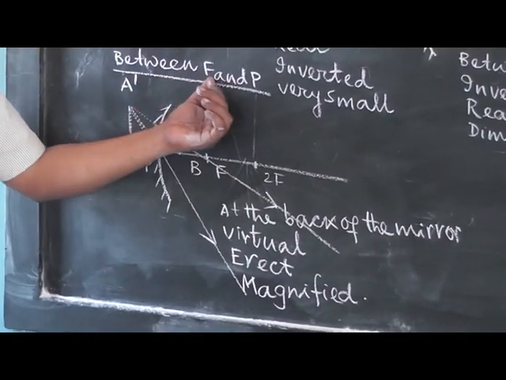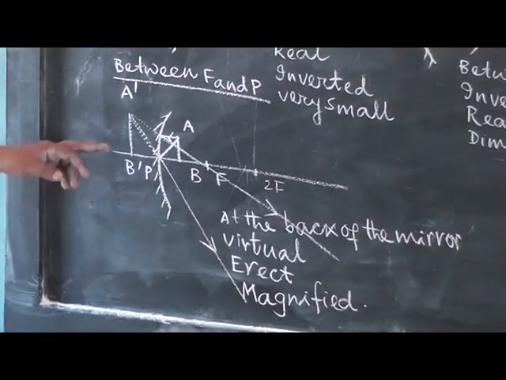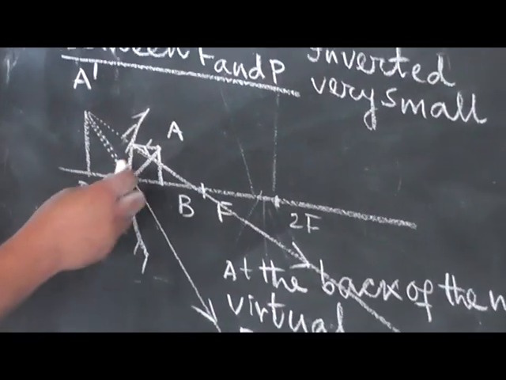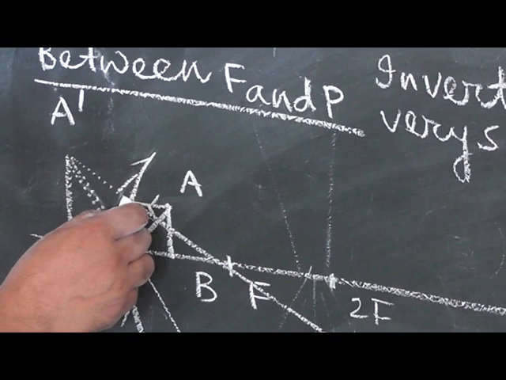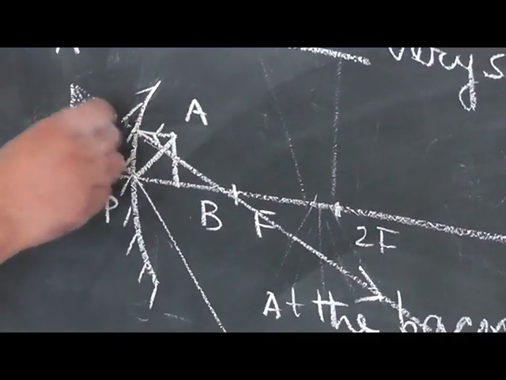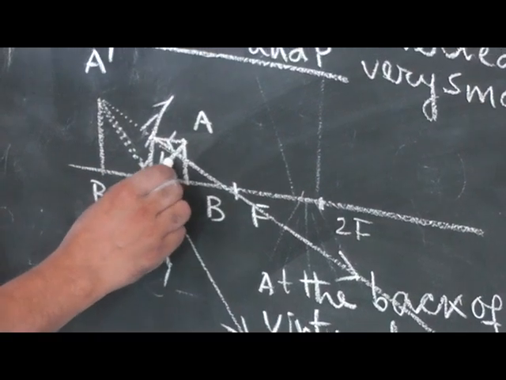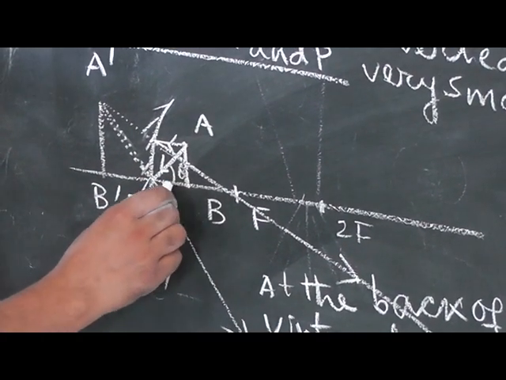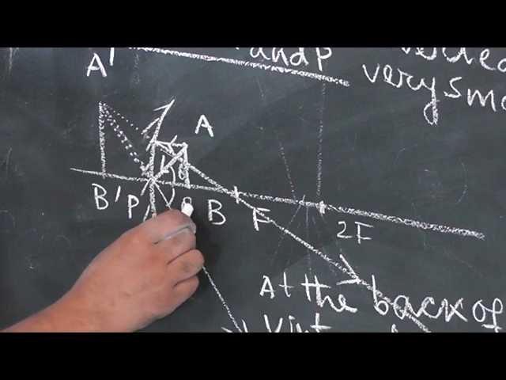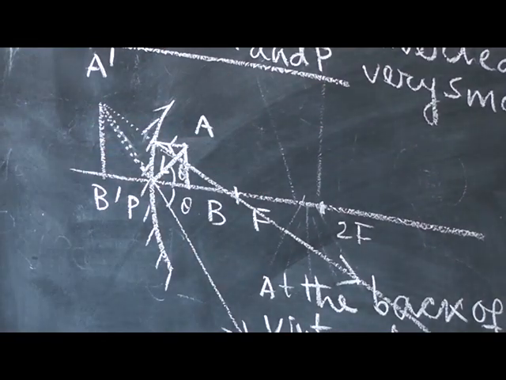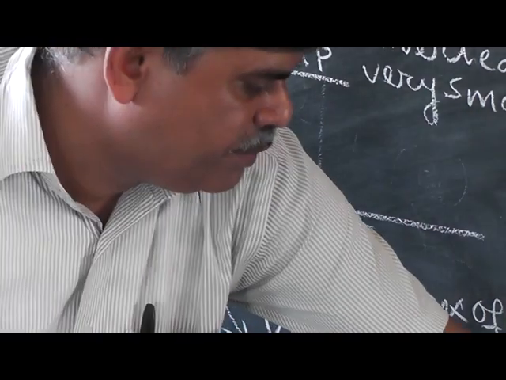Now, again, if I come back, when the object is placed between P and F, that means the object is being placed very close to the concave mirror. Then one ray is taken which is parallel to the principal axis of the mirror. We see it is passing through the focus. Another ray makes an angle theta with the principal axis. The reflected ray will make angle theta. And we see these two rays are diverging in nature. That is, they will never meet each other.